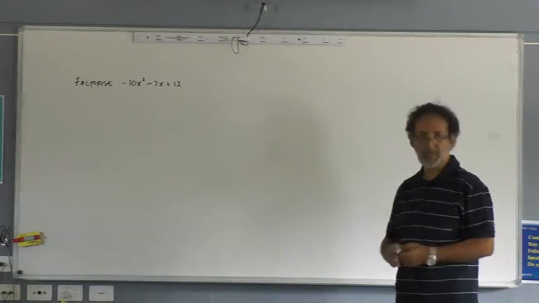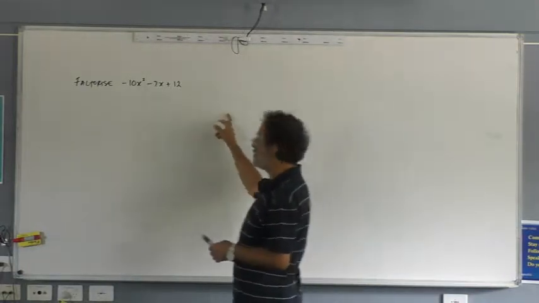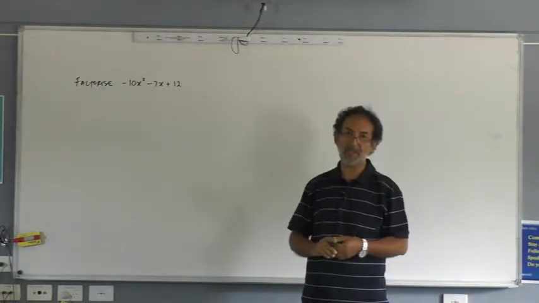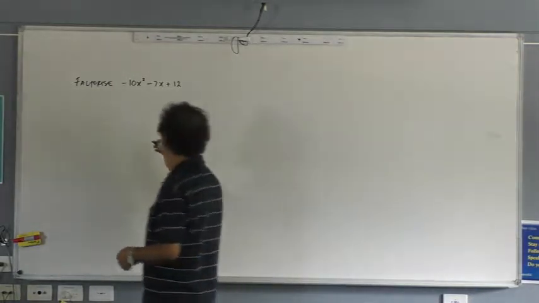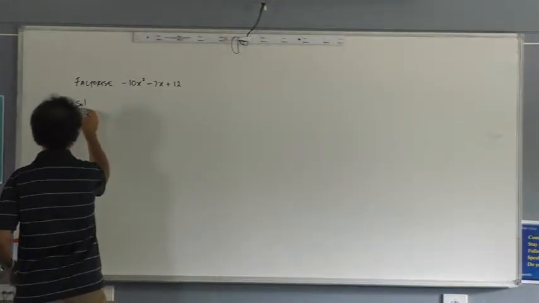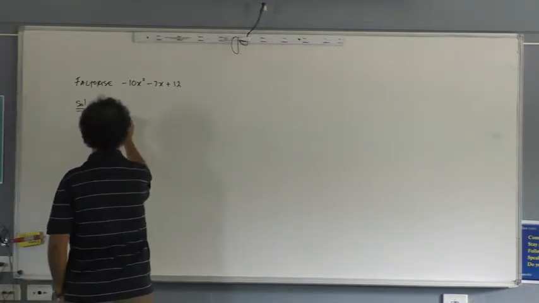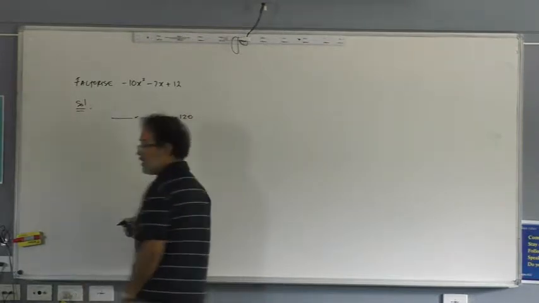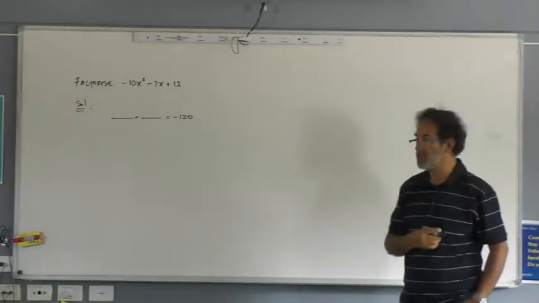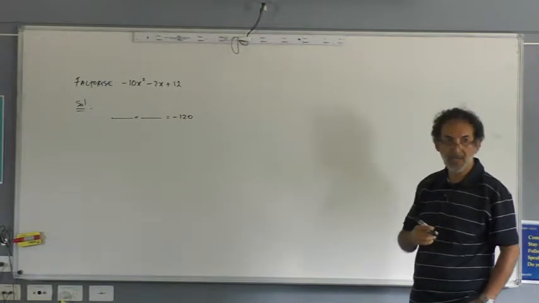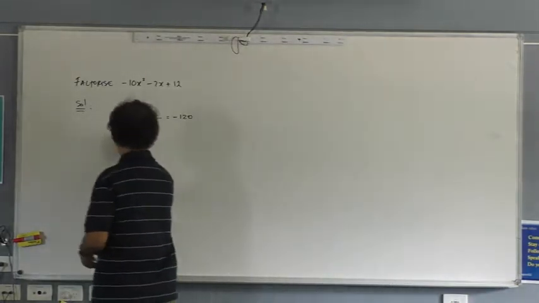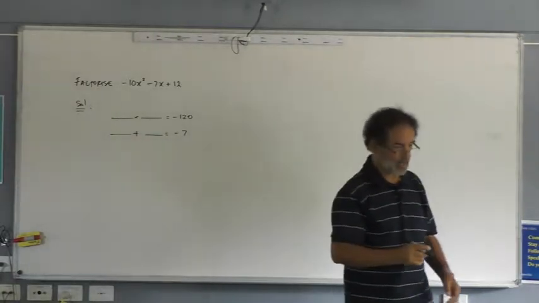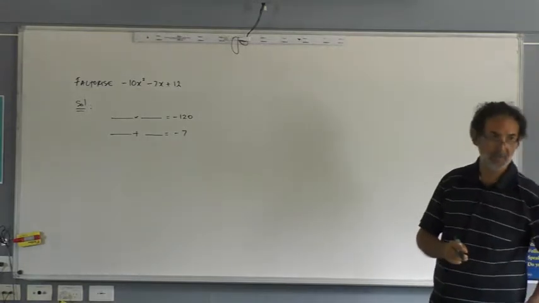All right, so we're going to continue with this factorization. I want to do one more question just to see that if you have a negative number in front of the x squared, it still works, okay? So we need to find two numbers that when you multiply them together equal negative 120, but when you add them together, equal negative 7. So you're going to have to find those two numbers.